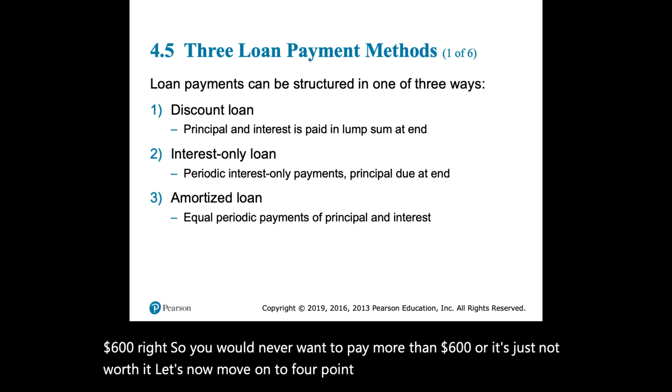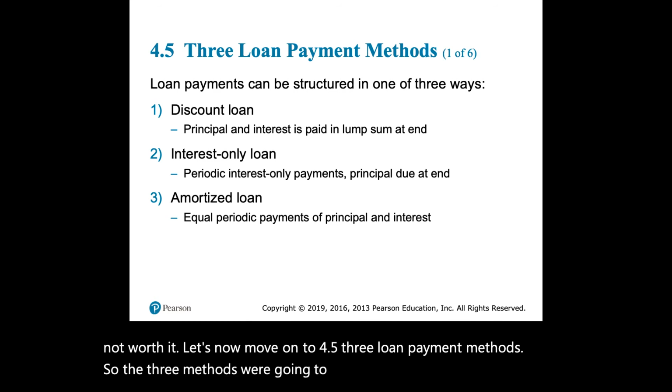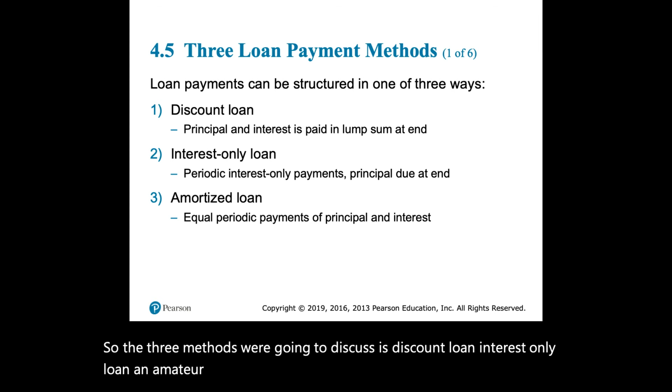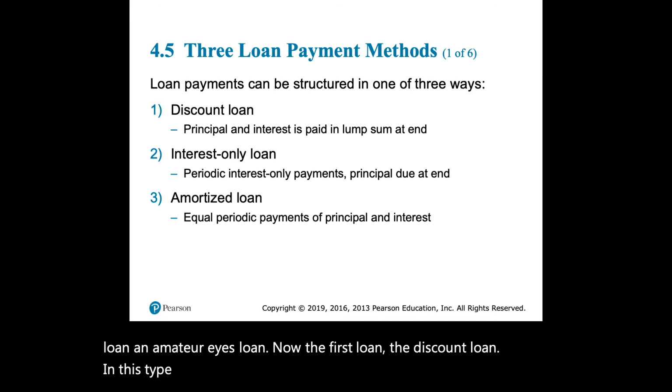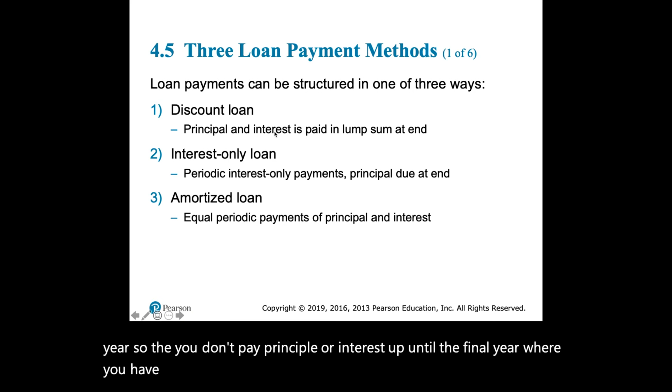So the three methods we're going to discuss are the discount loan, the interest-only loan, and the amortized loan. Now the first loan, the discount loan: in this type of loan, you actually don't have to pay anything until the final year. You don't pay principal or interest until the final year, where you have to pay both principal and interest in one big lump sum at the end.